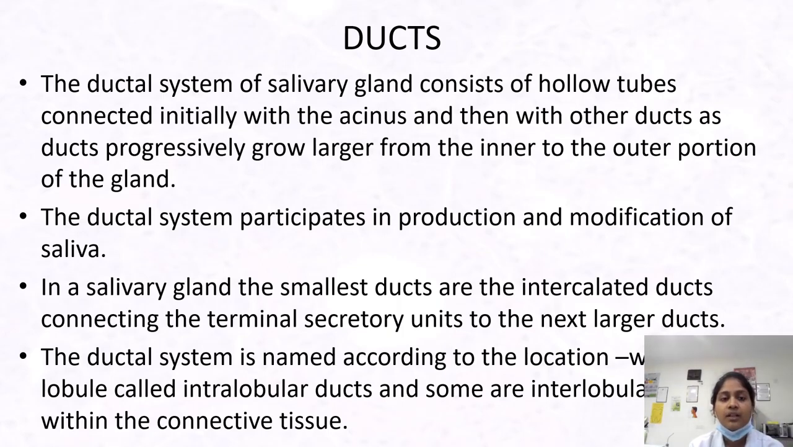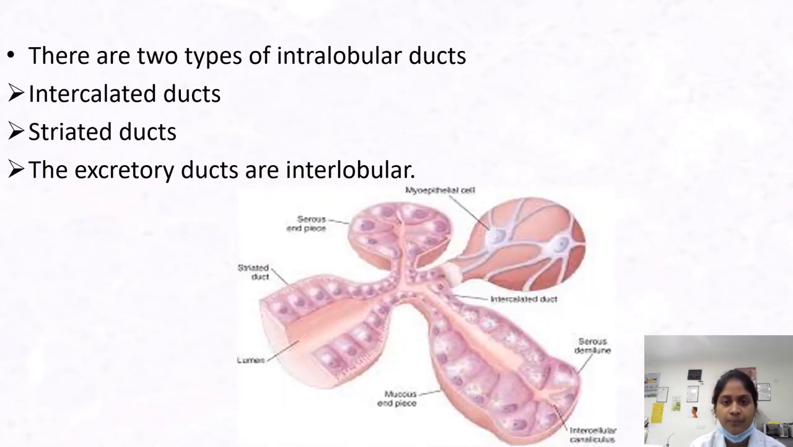Coming on to the ducts. The ductal system of the salivary gland consists of hollow tubes connected initially with the acini and then with the other ducts. The ducts progressively grow larger from the inner to the outer portion of the gland. The ductal system participates in the production and the modification of saliva. In a salivary gland, the smallest ducts are the intercalated ducts, connecting the terminal secretory units to the next larger duct. The ductal system is named according to location: those within the lobule are called intralobular ducts, and some are interlobular within the connective tissue. There are two types of intralobular ducts, the intercalated ducts and striated ducts. The excretory ducts are interlobular.